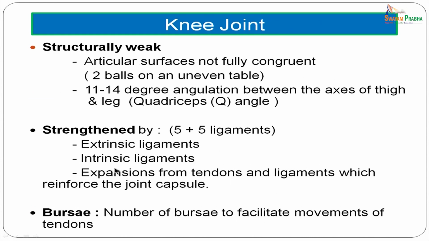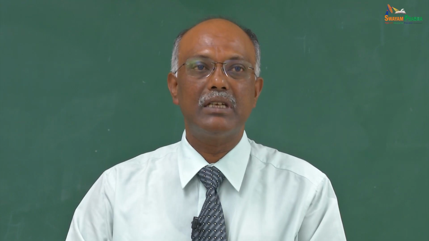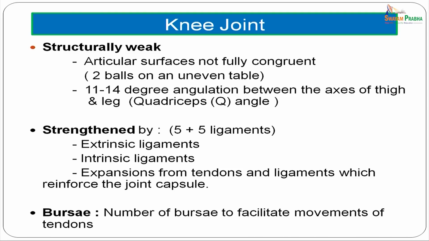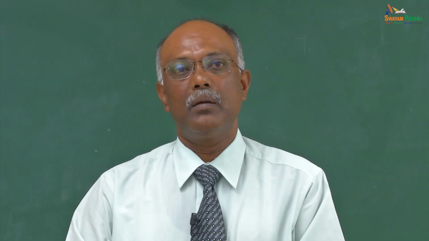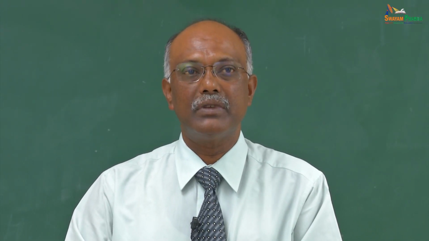The knee joint is intrinsically structurally weak. It is primarily because of two reasons. The first reason is that the articular surfaces are not fully congruent with each other. It is like two balls which are present on an uneven table. The two femoral condyles sit on the flat plateaus of the upper end of the tibia and are intrinsically unstable. The second reason for the structurally weak aspect of the knee joint is the Q angle angulation, that is 11 to 14 degree angulation which exists between the axis of the thigh and the axis of the leg.